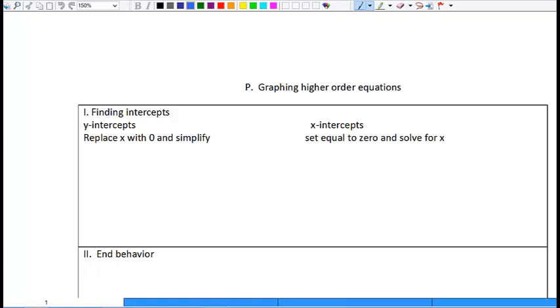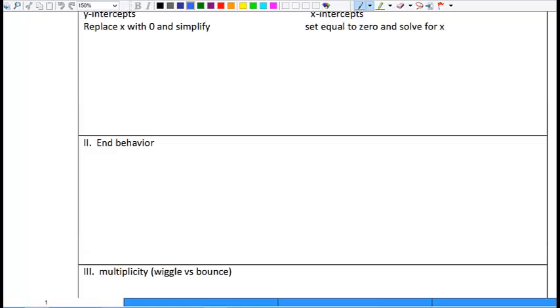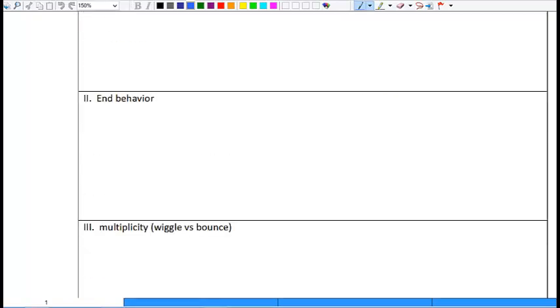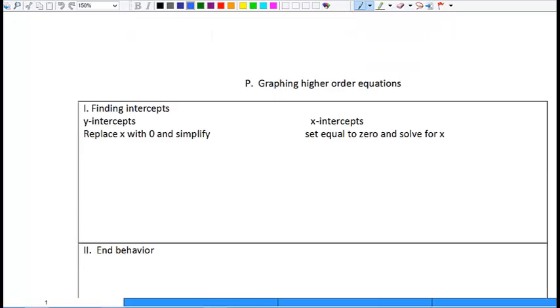So the first thing that I want to look at with you is just how to find intercepts. Okay, pretty straightforward concept. Let me start by giving us an equation here that we will manipulate. So we're going to look at f of x equals x cubed plus x squared minus 4x minus 4.